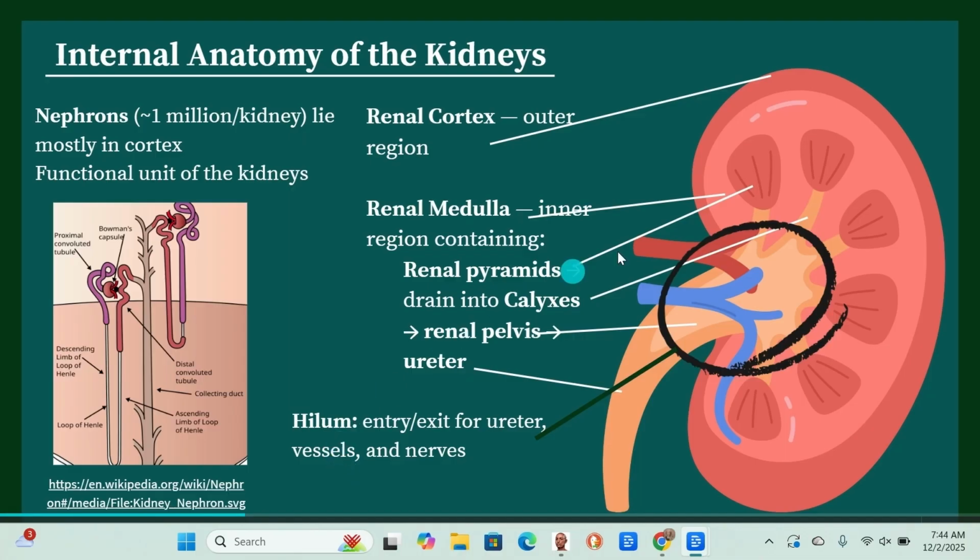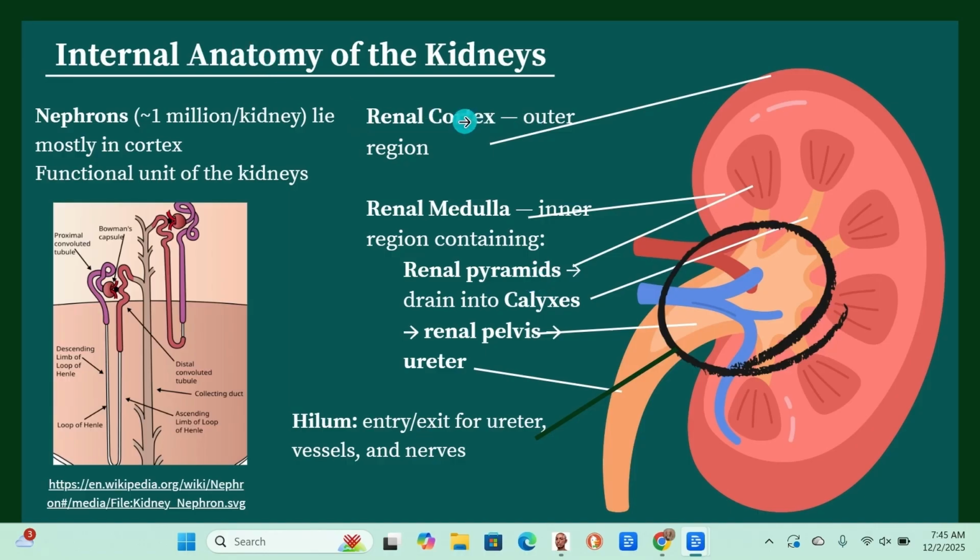And then there's a hilum, which is the center where the stuff comes in and out. So we've got the blood vessels that come in and out, arteries and veins, and then also the ureter exits out of that hilum. Renal pyramids: when we get into the renal medulla, we have the renal pyramids. It's almost like orange slices. They're like pockets in the kidneys where the action happens.